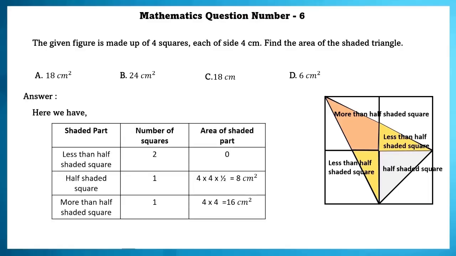Now, if we put the number of shaded squares and area of the shaded part in a column, here we get the less than half shaded square is 2 and the area is 0. Half shaded square is 1 and the area is equal to 8 centimeter square. More than half shaded is 1 and area is 16 centimeter square. If we add it, we'll get 24 centimeter square.